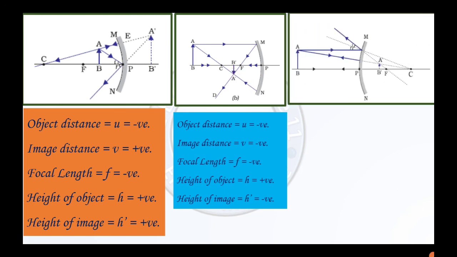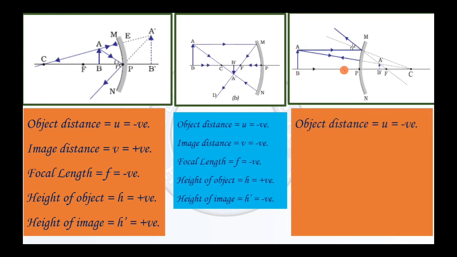Let us see one more example. Again we will quickly see. Object distance is negative on the left side of the mirror. Image distance is positive on the right side of the mirror. Right? Distance to the left is negative, object distance is negative, distance to the right is positive, image distance is positive.